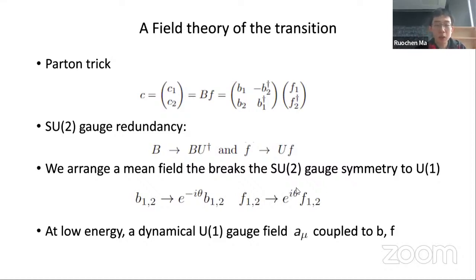So at low energy, naturally, you will have a U1 dynamical gauge field denoted by this little a, coupled minimally to the two parton fields B and F, but with opposite gauge charge, as you can see from the transformation rule here.